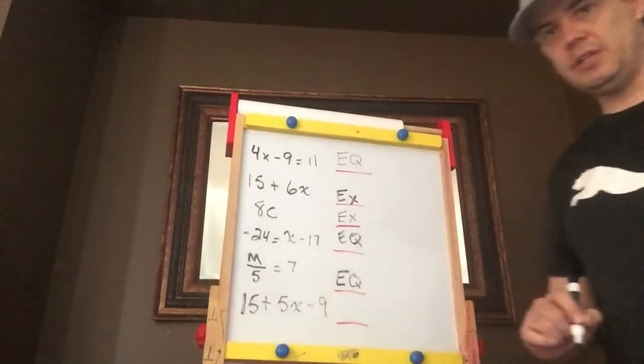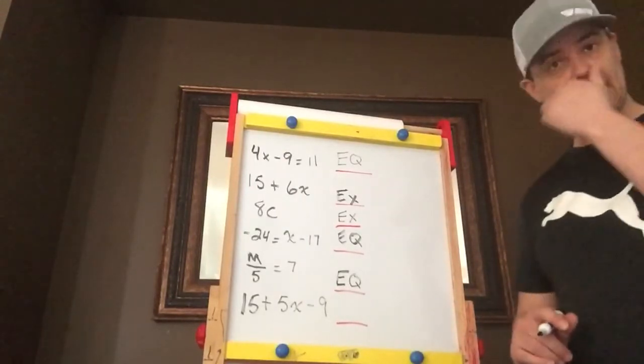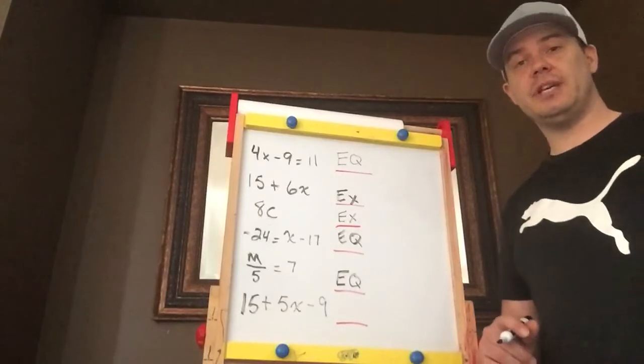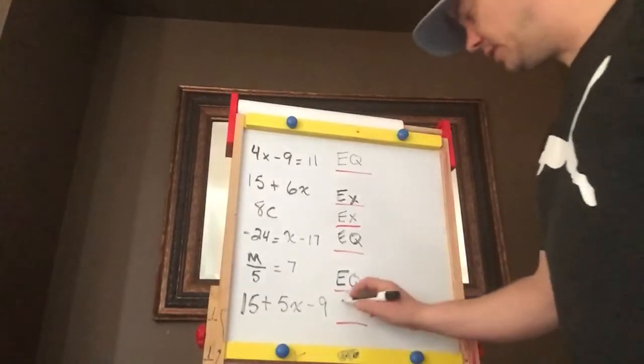And the last one here is 15 plus 5x subtract 9. Again, there is no equal sign there. So you would have to be given the variable, which makes that an expression.